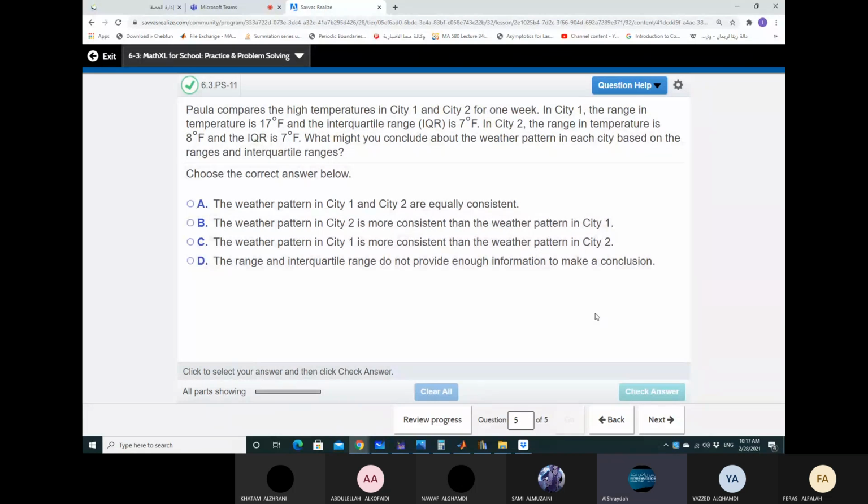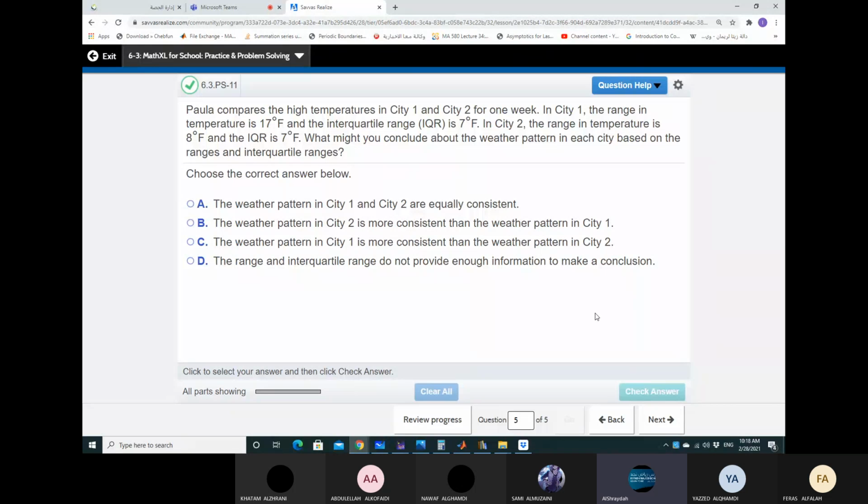here we have a similar question. Let's check. It compares the high temperature in city 1 and city 2 for 1 week. In city 1, the range in temperature is 17 degrees Fahrenheit, and the interquartile range is 7 degrees Fahrenheit. In city 2, the range in temperature is 8 degrees Fahrenheit, and the IQR, interquartile range, is 7 degrees Fahrenheit. So, what might you conclude about the weather pattern in each city based on the ranges and interquartile ranges?